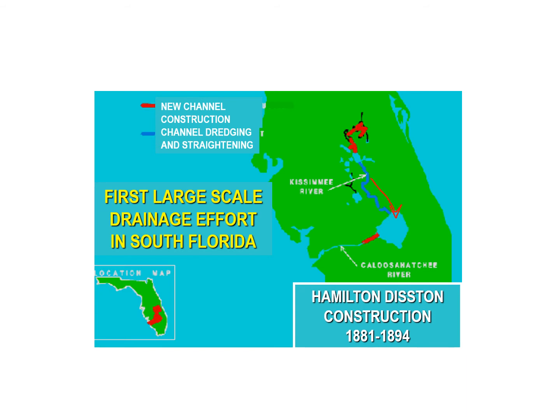And then the idea was to also dredge the Caloosahatchee River so that more water would drain out into the ocean. So this was the first large-scale drainage effort in Florida. And there was some initial success. There was a lot of initial failure as well.